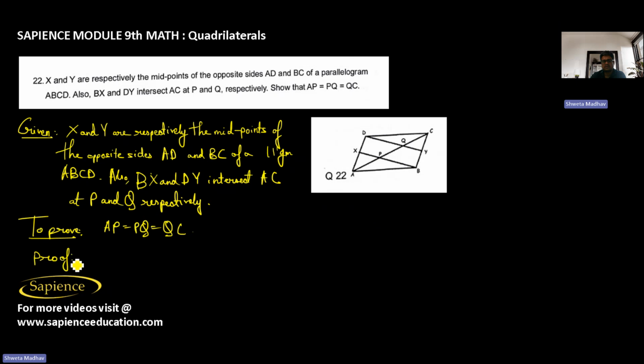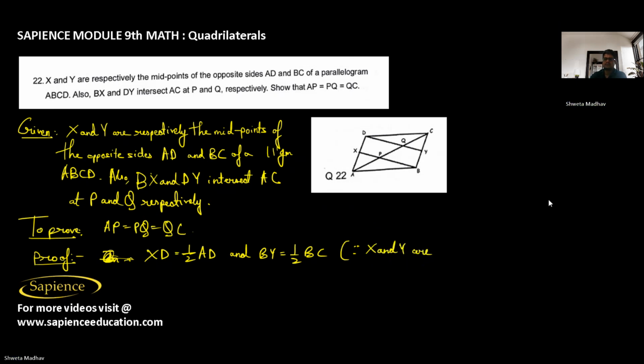So the proof will be like this. Here I will say that XD equals half of AD, and similarly DY equals half of BC, since it is given that X and Y are midpoints of the opposite sides AD and BC respectively.